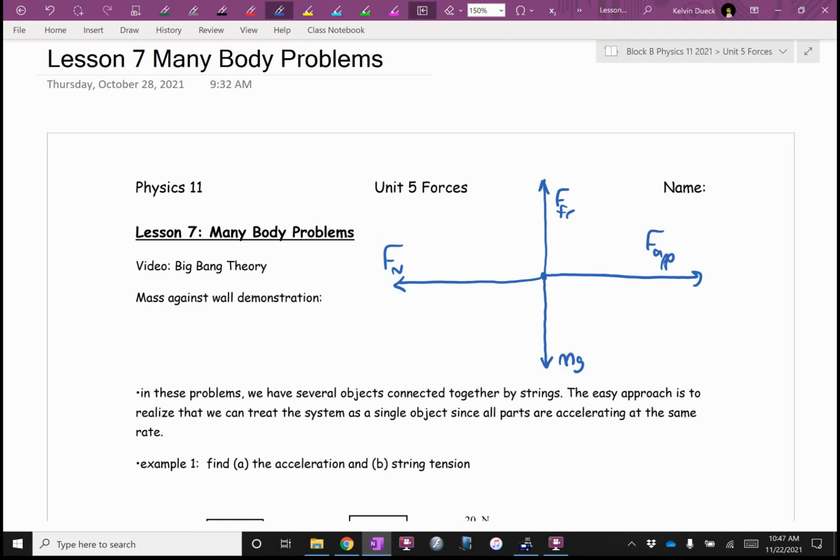Here's my point. I'm going to argue that if the mass in my left hand, on your right, is accelerating forward at 2 meters per second squared, this hanging mass is accelerating upwards at 2 meters per second squared. I'm going to argue that it's impossible for these to be accelerating at different rates. Different directions, yes, but as long as it's a smooth pull, the magnitude of their acceleration is going to be the same. What does that mean? So I wrote down here, the easy approach is to realize that because they're accelerating at the same rate, we can treat the system as a single object. We can treat them as one big mass.